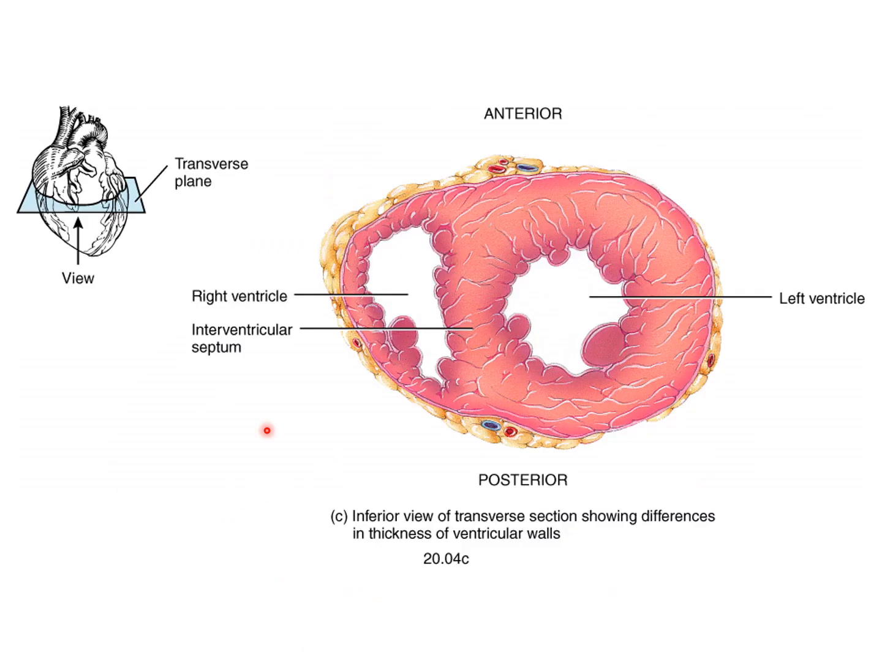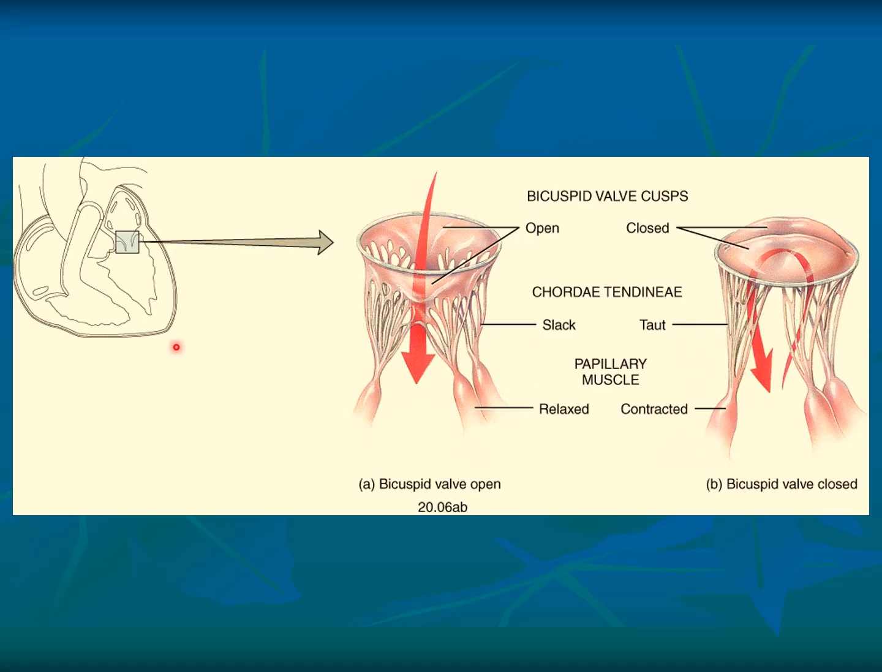This diagram is showing the thickness of the left ventricle as compared to the right ventricle, and we can see or appreciate the interventricular septum. Now this diagram is showing bicuspid valve opening, and here the valve is open and here the valve is closed. So these are the papillary muscles. So when the papillary muscles are contracted, the valves are closed, and when the papillary muscles are relaxed, the valves are open.